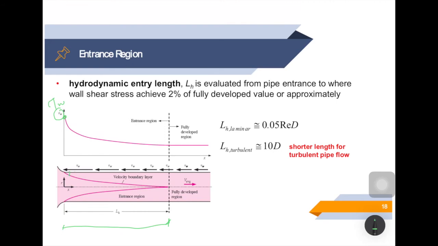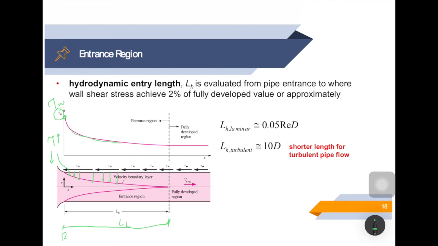So you can see that the thickness of this boundary layer is smaller when the shear stress is high, and the thickness of this boundary layer is small. Okay, so what happens is that this thickness of the boundary layer increases, and the amount of shear stress decreases. Therefore, the pressure drop is higher at the entrance region. That is why we are studying this LH, the hydrodynamic entrance length. Why? Because the pressure drop is higher.